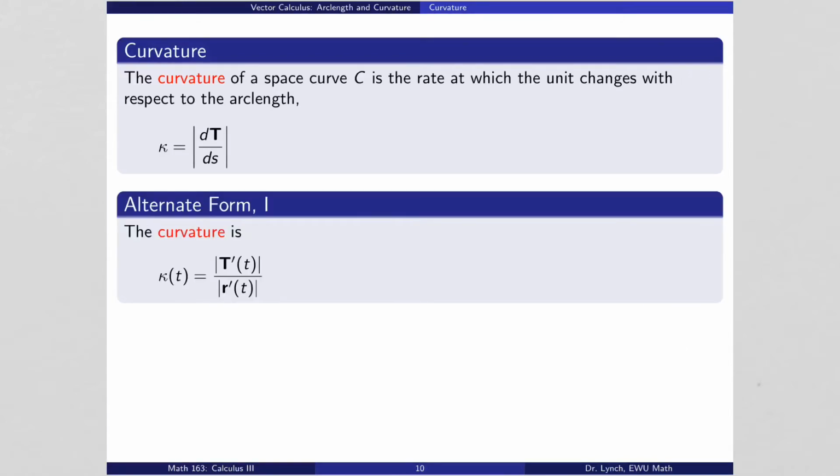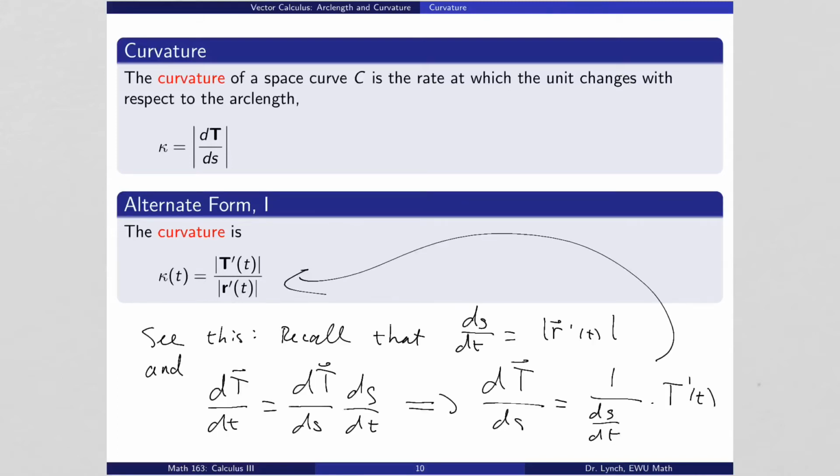Okay, this parameterization dT/ds ends up being a little bit clunky, so an alternate form of the curvature is the magnitude of the vector T prime divided by the magnitude of the vector r prime. So to see this, just recall that we just saw that the derivative of the arc length with respect to the parameterization t, ds/dt, is given by the magnitude of the vector r prime.